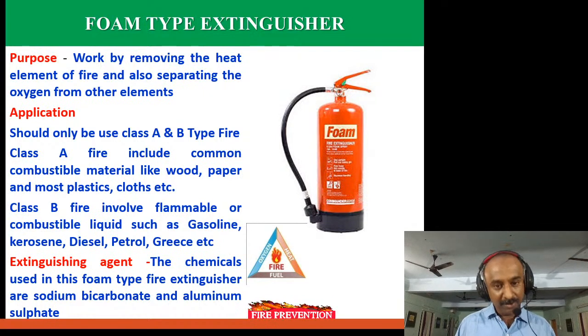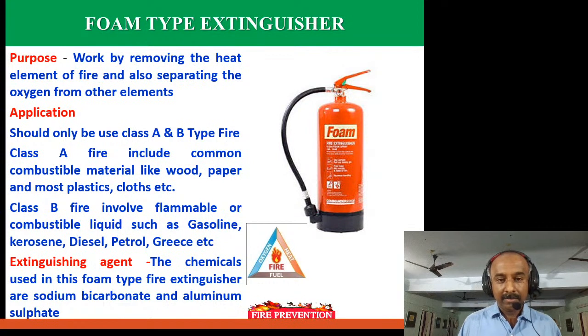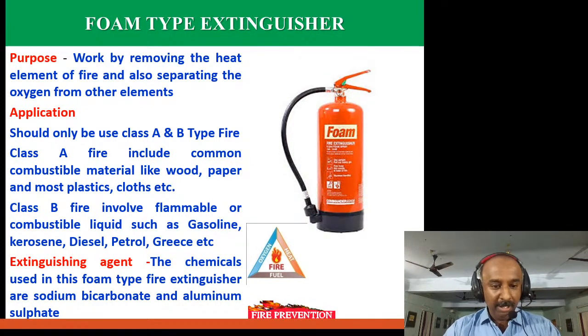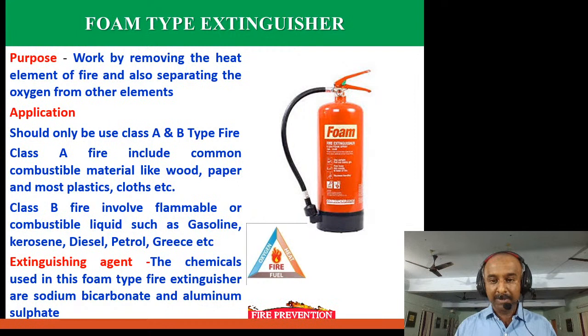The foam type extinguisher is more suitable for A and B type fire. A involves combustible solid material, B involves flammable liquids. So what is the purpose of this extinguisher? What is the role of this extinguisher while it is in operating condition? It works by removing the heat element of the fire, and also separating the oxygen from the other elements. It performs two roles: removing the heat element and separating oxygen from the other elements. So what is the extinguishing agent? The chemicals used in foam type extinguishers are sodium bicarbonate and aluminium sulfate, which may be used as fire suppression liquids to extinguish the fire. It is more suitable for A and B type fire. This extinguisher should not be used for electrical fire.